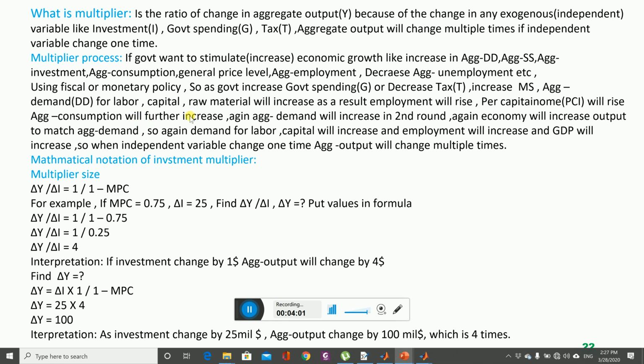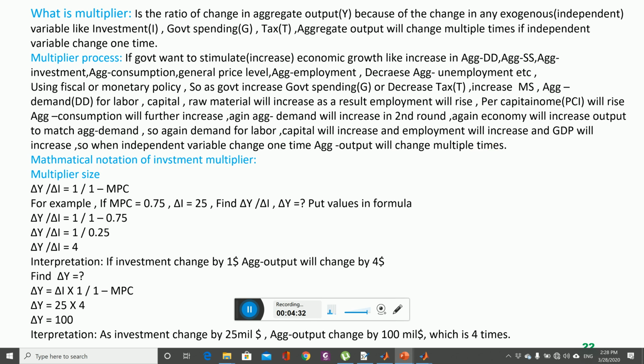So when earning increases by applying policies, consumption will also further increase. And consumption will again increase in the second round because people are earning, they have jobs. So again aggregate demand will increase more in the second round. Again when demand increases, the economy will increase output to match aggregate demand. So again demand for labor and capital will increase, employment level will further increase and GDP will also further increase. So when an independent variable changes one time, aggregate output will change multiple times.